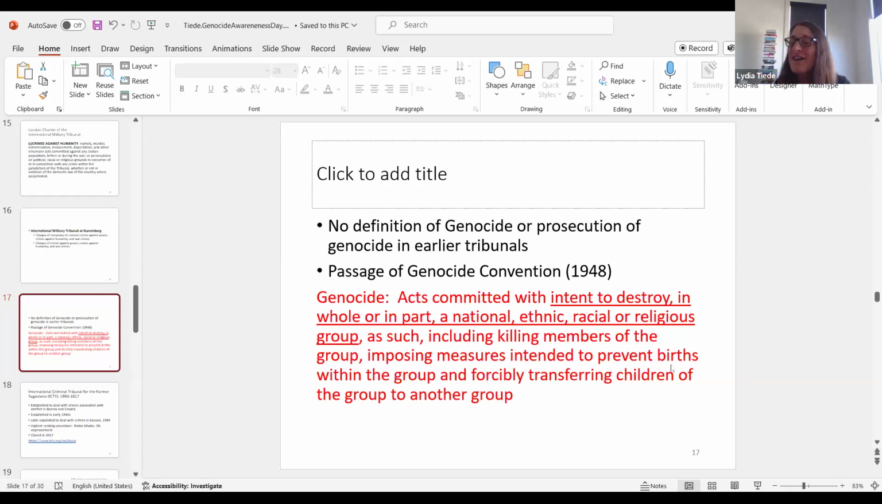And better yet, it's also a jus cogens norm, which means even if you didn't sign on to the Genocide Convention, but you commit this, you can also be prosecuted. So again, as already mentioned, this is a turning point. We have this new crime.